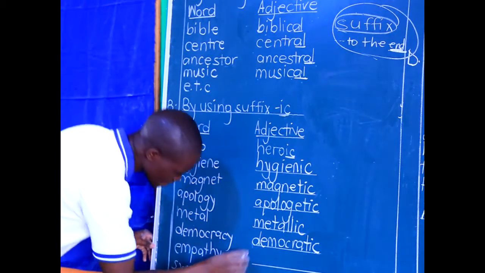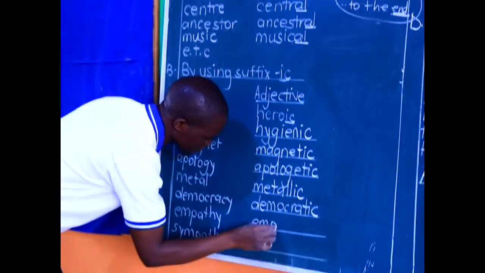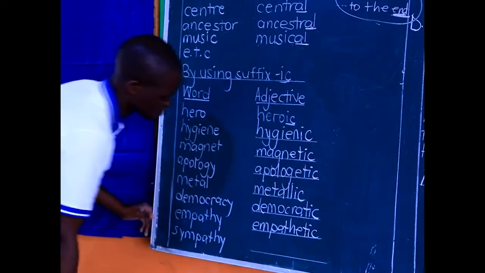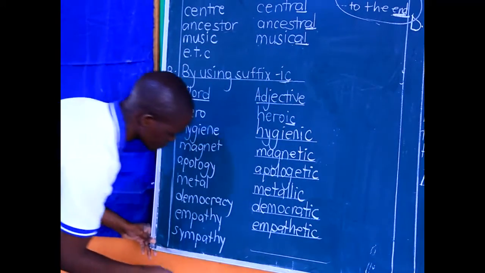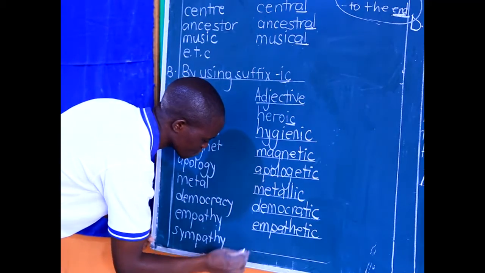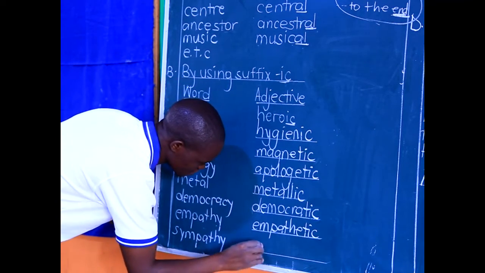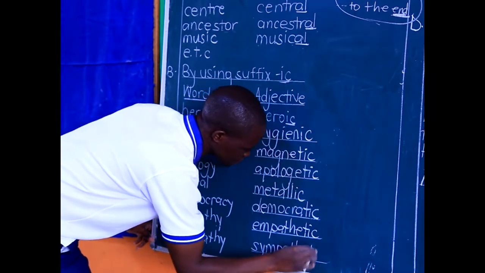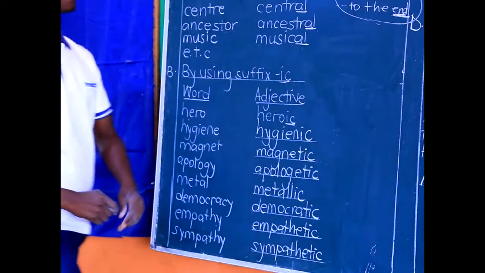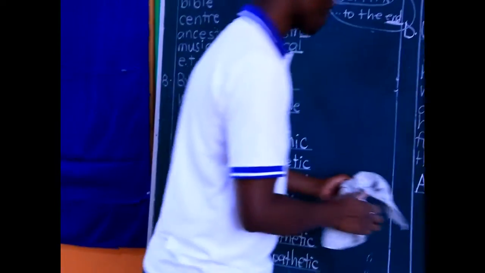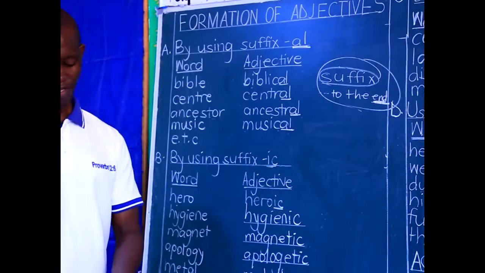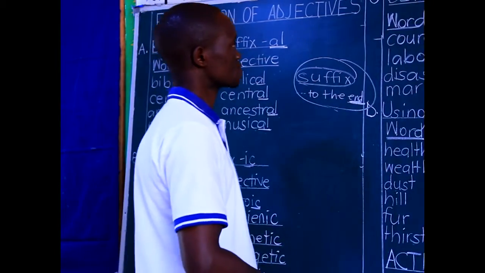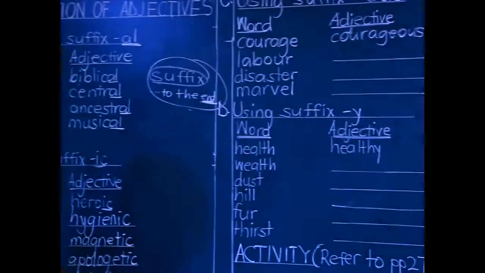Empathy, empathetic. Empathy changes to empathetic. Then sympathy, having learned empathy, you can form the adjective from sympathy, and that should be sympathetic. Sympathetic is our adjective. Remember, we have been looking at how to form adjectives using suffix IC. Next is using suffix OUS.